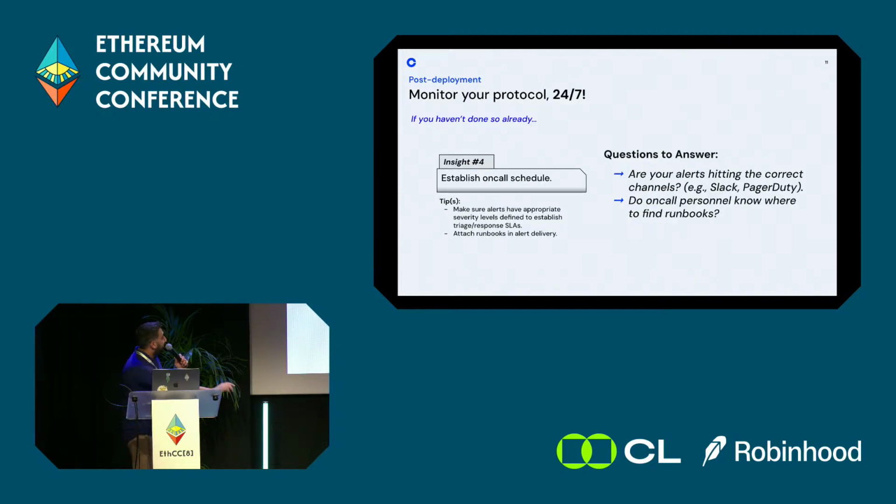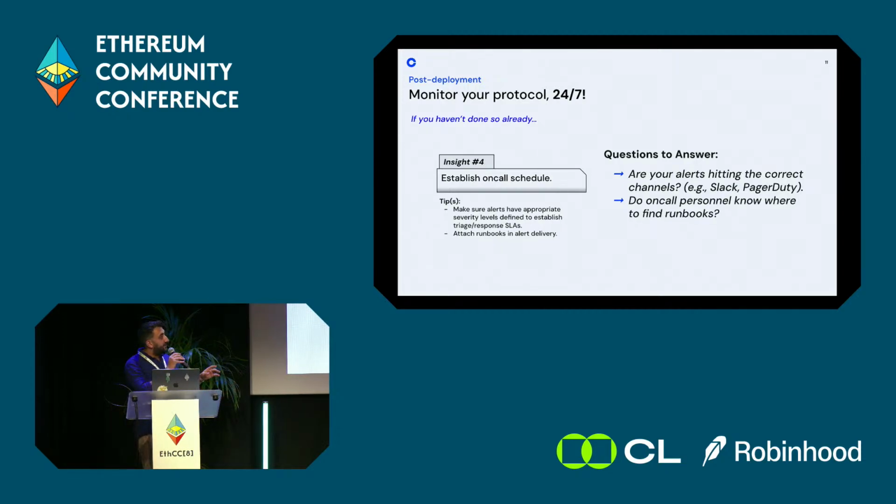Insight number 4, establish an on-call schedule if you haven't done so already. So you want to make sure that your alerts are hitting the correct channel, and in that channel, you have the correct people who are going to be on call to respond to it. At Coinbase, we use Slack plus PagerDuty for this, and depending on the severity of the monitors, our Slack notification pages the on-call engineer directly.